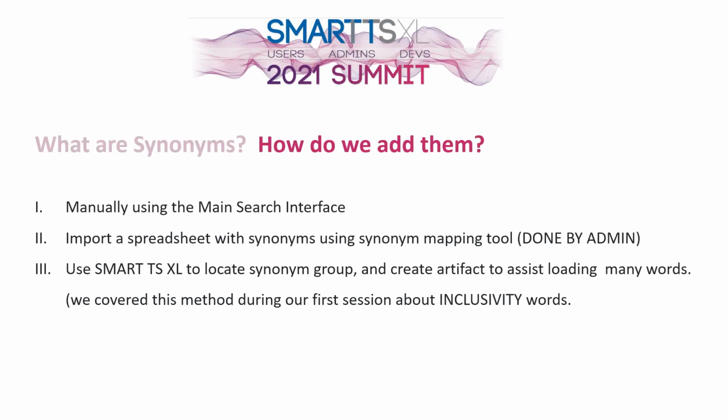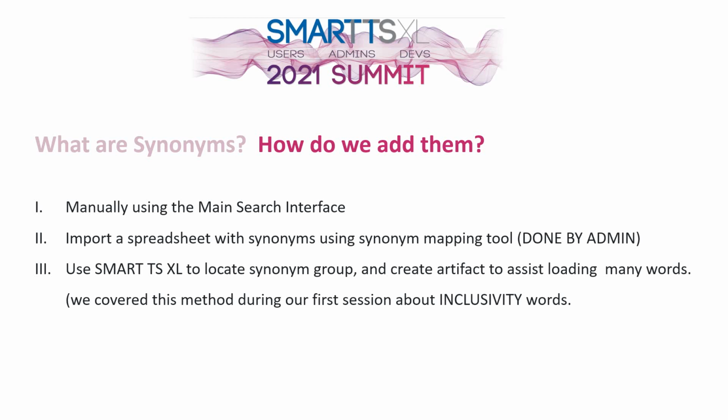So how do we add synonyms? The easiest way, of course, is simply to click on the Synonym tab in the main search interface and add a synonym, and we'll do that in a second. Another method is to import a spreadsheet with thousands of synonyms using a synonym mapping tool, but that can be done by the admin. It's very simple, but the admin has to do it.